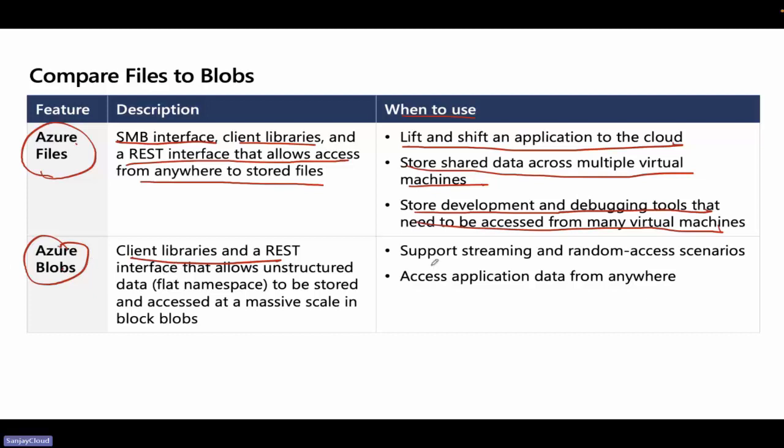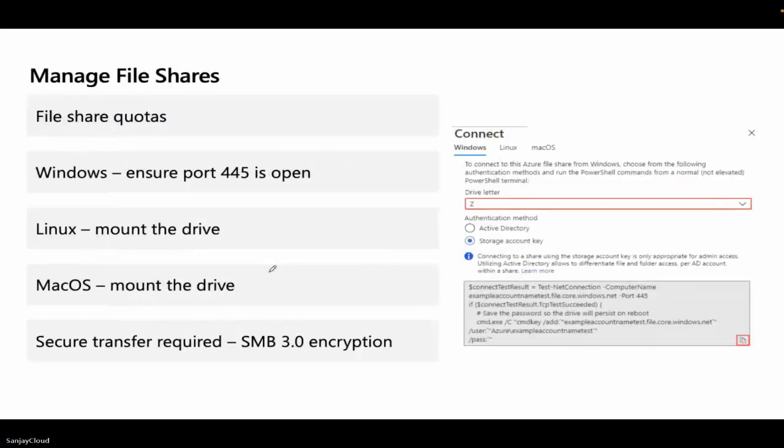When it comes to blobs, they support streaming and random access scenarios, and application data, accessing application data from anywhere over your browser basically, using HTTP and HTTPS protocols. Manage file share. You can implement a file share quota, because by default the limit is 5 TB. So you can implement a quota.